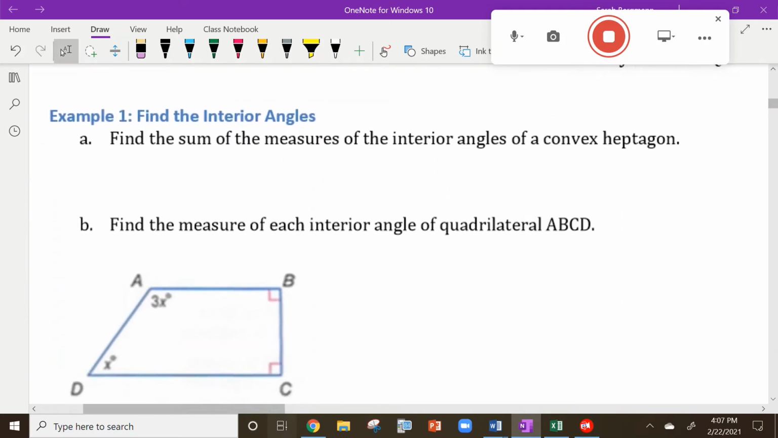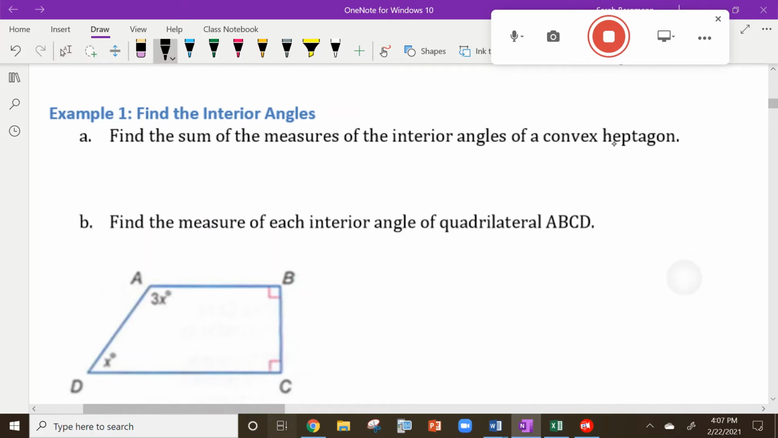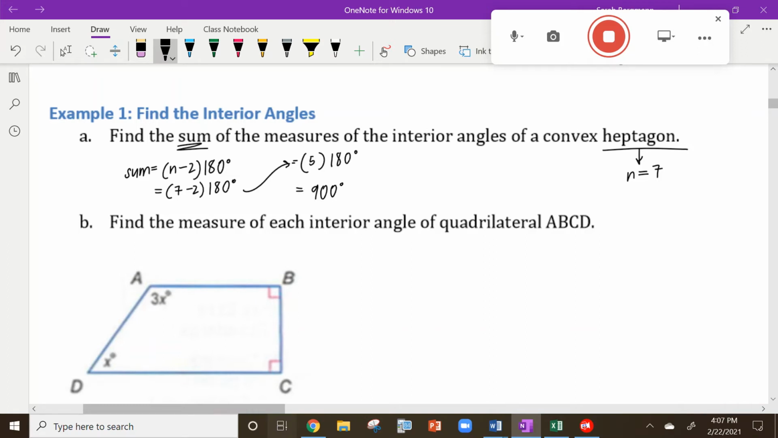Alright, let's try this example together. Find the sum of the measures of the interior angles of a convex heptagon. So a heptagon is a shape with 7 sides, so that means n equals 7. We're finding the sum, so we want the equation that says (n minus 2) times 180 degrees. I know that n in this case is 7. So that gives me 5 times 180 degrees, which I know is 900 degrees.